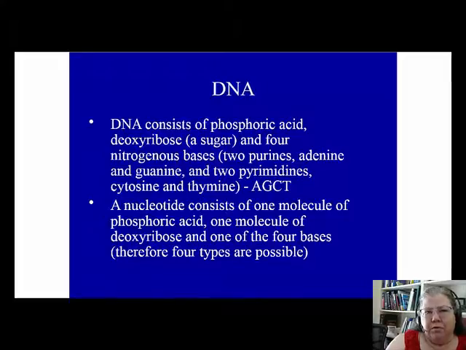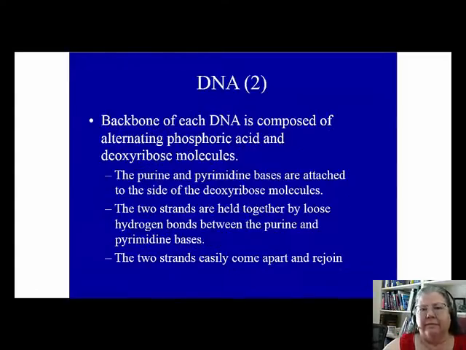and there are 4 bases in DNA. 2 of them are purines and 2 of them are pyrimidines. Okay, so adenine and guanine are the purines, and cytosine and thymine are the pyrimidines. And what's called a nucleotide consists of 1 molecule of phosphoric acid, 1 molecule of deoxyribose, which is a sugar, and then 1 of the 4 bases. So there are 4 possible nucleotides.